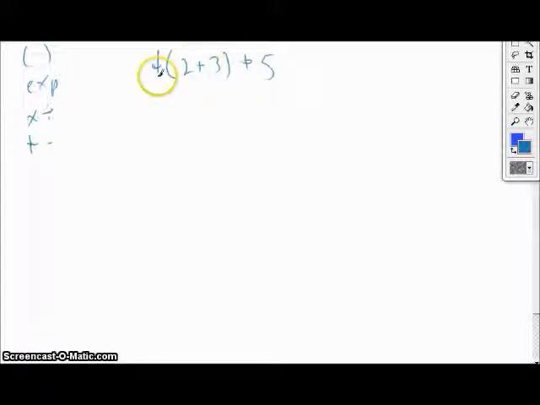This example, let's take 4 parentheses 2 plus 3 plus 5. What I have to do very first here is what's inside the parentheses. So 2 plus 3 is 5. And then next we have multiplication, because if you have just a number and parentheses beside it, then that means to multiply. And we have addition. Out of multiplication and addition, multiplication comes first. So I multiply 4 times 5, and I get 20, plus another 5 is 25.